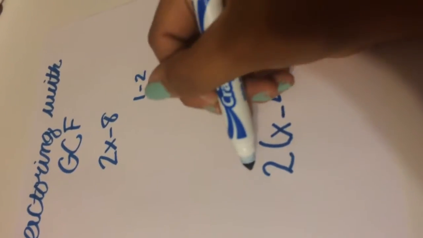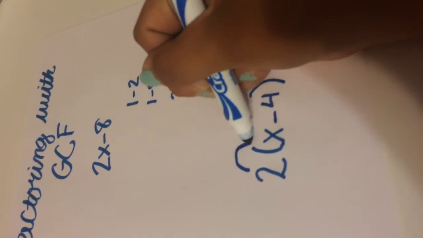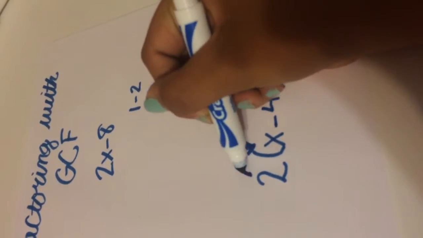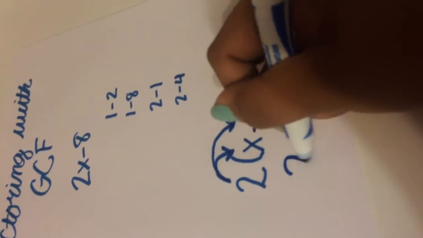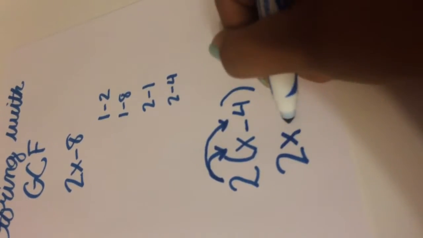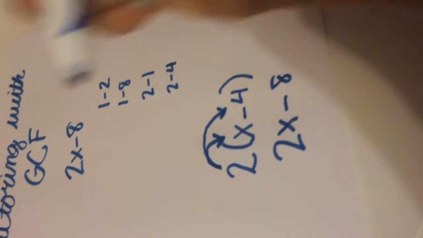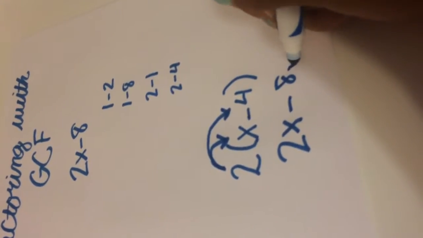And if you were to check it, which I always do, you would use the distributive property, and you would get 2x minus 8 as above. So, check.